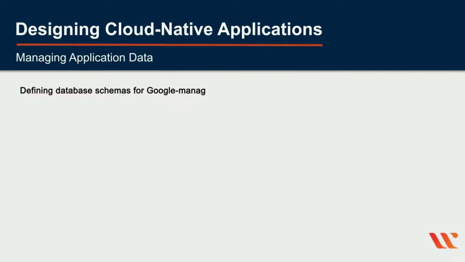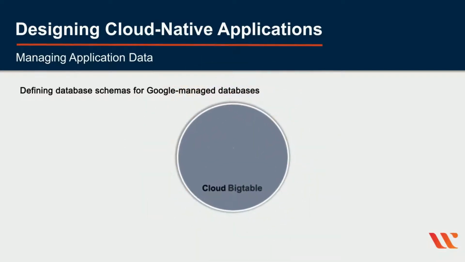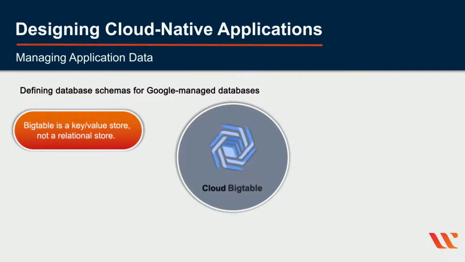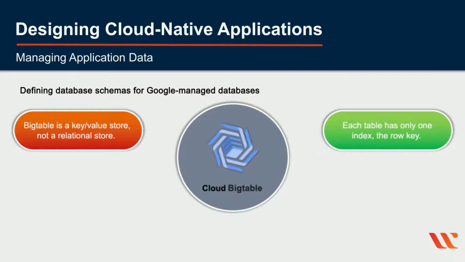The following general concepts apply to a Bigtable schema design. Bigtable is a key-value store, not a relational store. It does not support joins, and transactions are supported only within a single row. Each table has only one index, the row key. There are no secondary indices, and each row key must be unique.